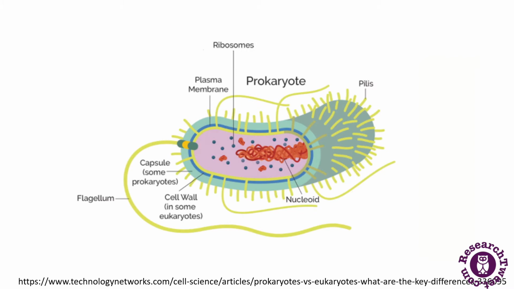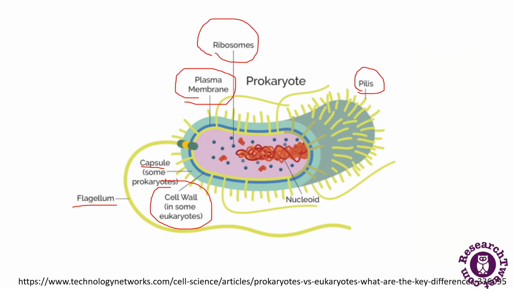If we look at the structure of the prokaryotic cell, this is the example of a bacterial cell. They have a flagellum present. They have a capsule present here. They have a cell wall. Then they have a nucleoid, in which the DNA is present. They have pili. They have a plasma membrane and they have ribosomes. So what are the functions of these components, or structures, of prokaryotic cells?